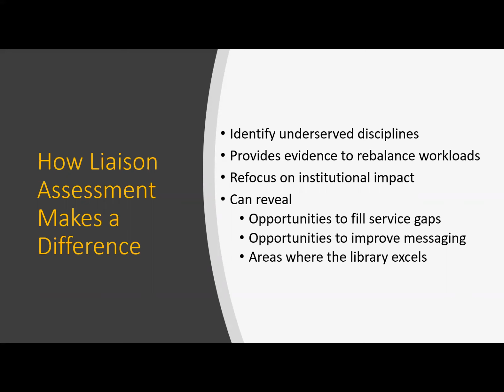And assessment can reveal opportunities to fill service gaps. It can reveal opportunities to improve our messaging. I'm looking at the comment, do faculty receive enough proactive information from their liaison? I guess the question could be also, do faculty receive the right kinds of information from their liaison at the right point in time, in the right way? There's lots of ways to improve and change messaging. And it can also tell us areas where the library excels and where we can capitalize on that excellence.